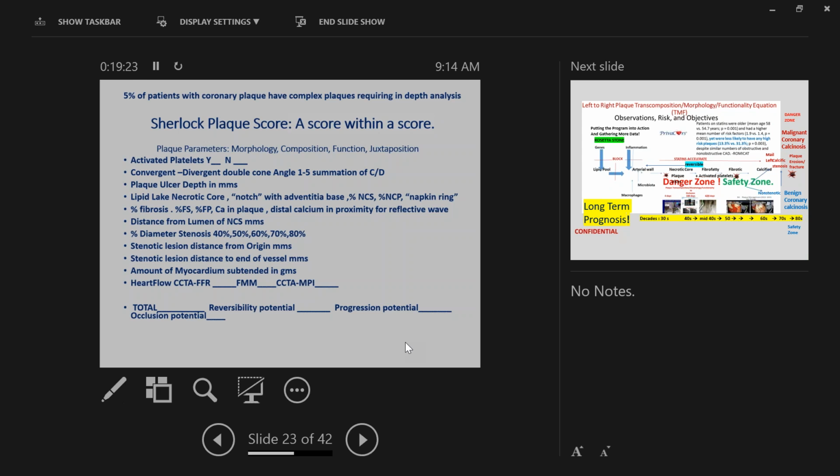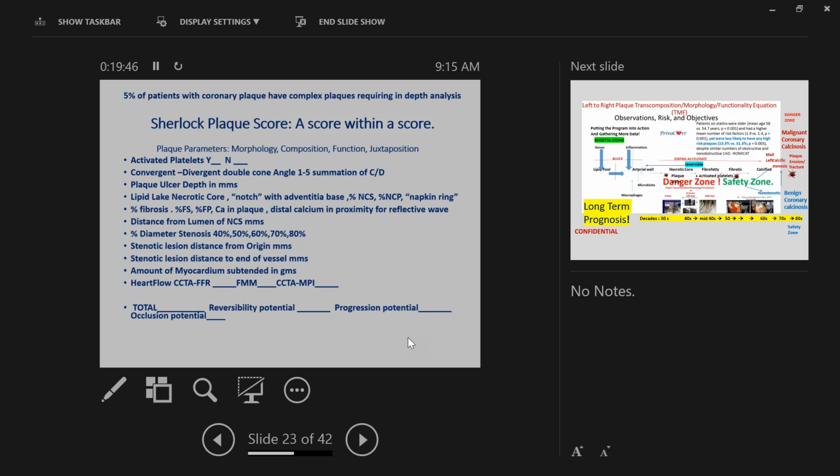We might send some information to HeartFlow to find out what the flow is down each coronary artery. We want to know about the stenotic lesion. We want to know about the diameter stenosis, the distance from the lumen of the necrotic core, how much necrotic core there is, the amount of fibrosis, the amount of calcification. If there's distal calcification, that may actually cause a reflective wave.